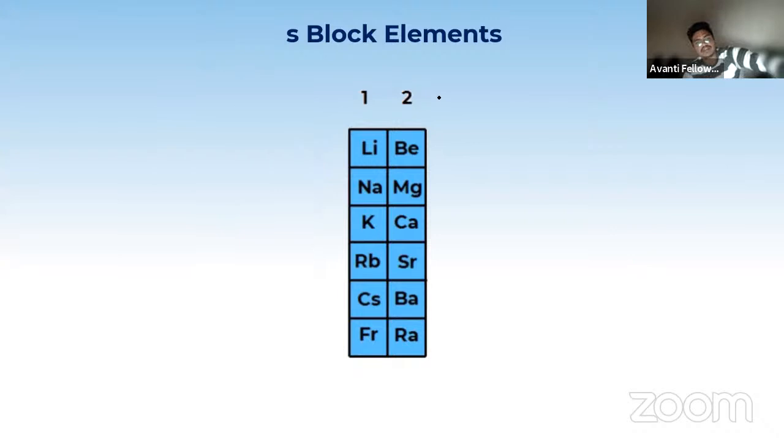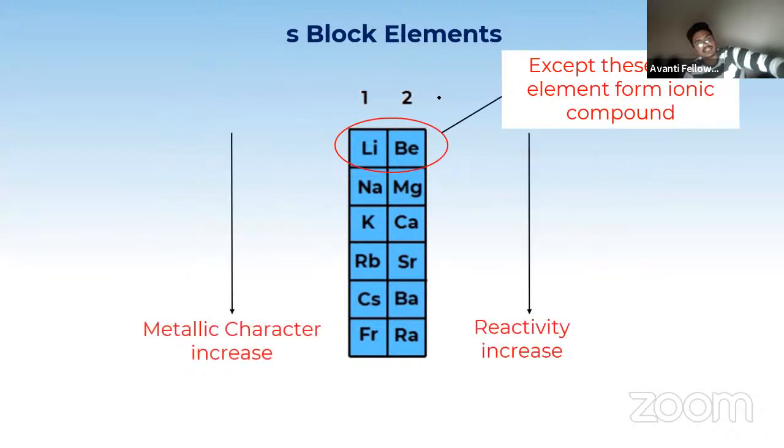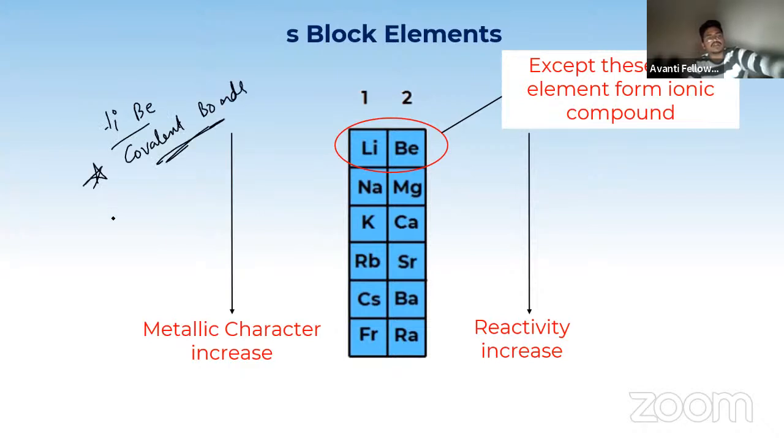Right. Next one, s block elements, the metallic character increases down the group, reactivity increases, except lithium and beryllium. Lithium and beryllium usually form covalent bonds. Yes, they also form ionic, but they are more favorable to covalent bonds because of small size and high charge density. So you will get to know about them in your chemical bonding very clearly by studying covalent character from Fajans' rule. So you will understand lithium and beryllium very easily from Fajans' rule.